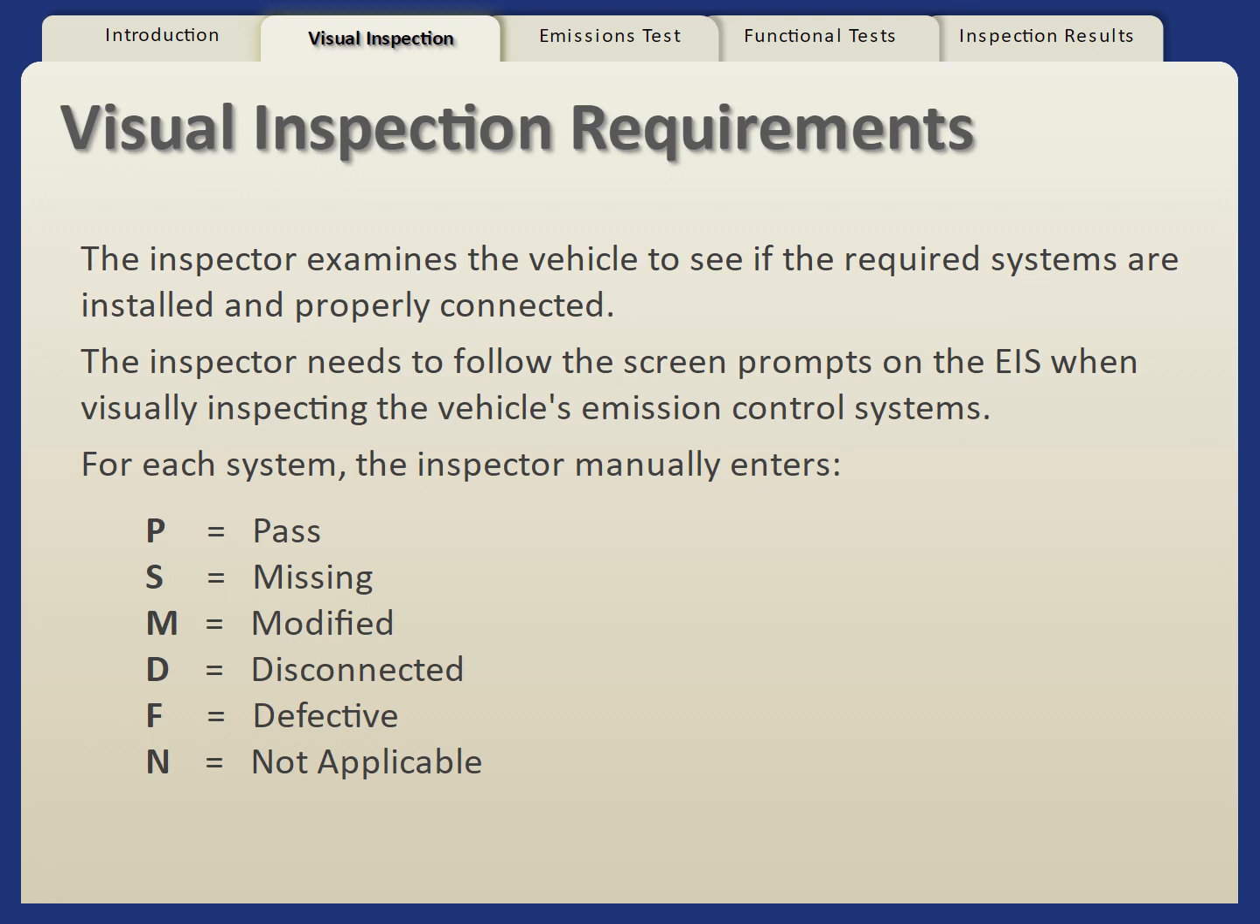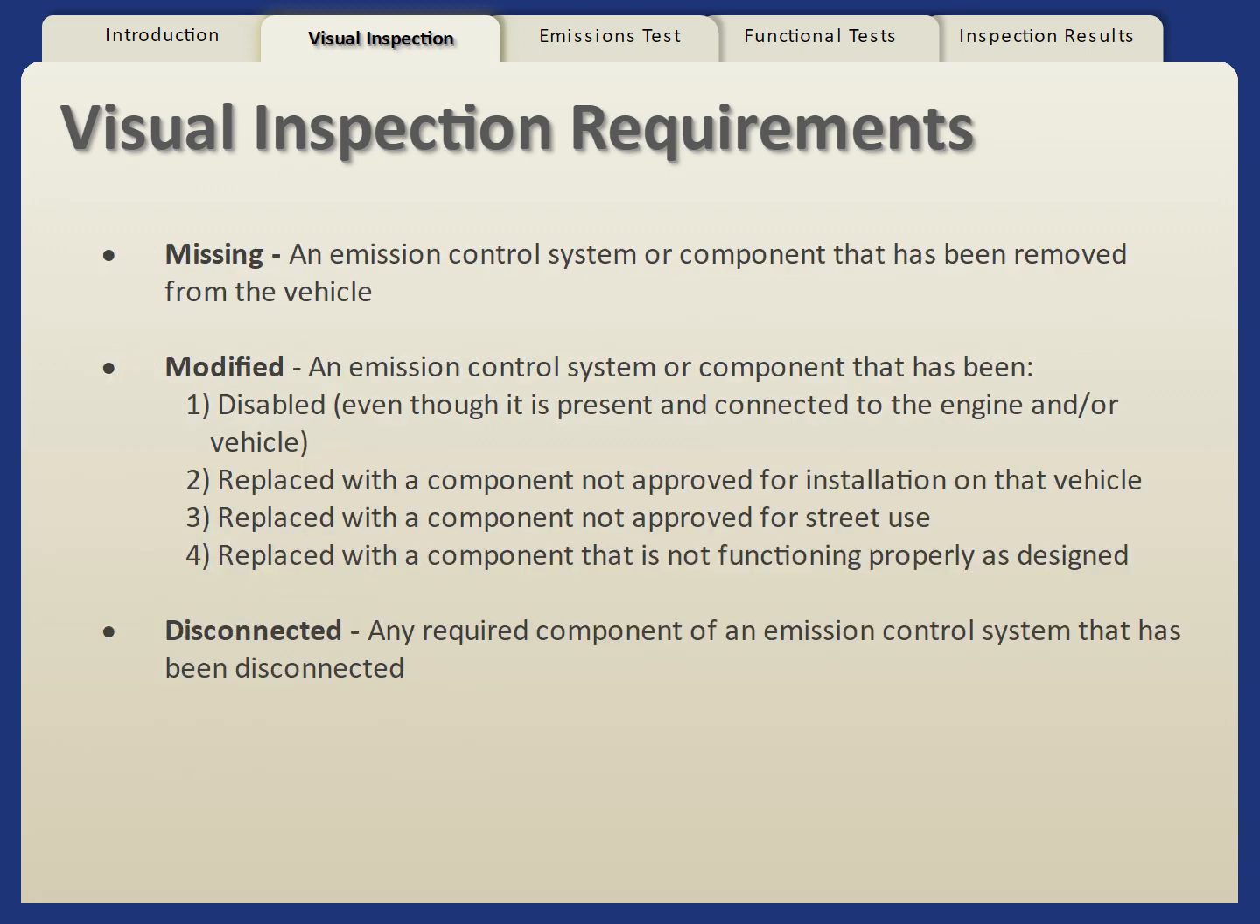The EIS provides screen prompts that direct the inspector to visually inspect the vehicle's emission control systems. For each system, the inspector manually enters one of the following into the EIS prompt: P for pass, S for missing, M for modified, D for disconnected, F for defective, N for not applicable. The inspector checks whether each required emission control system or component is missing, modified, or disconnected.